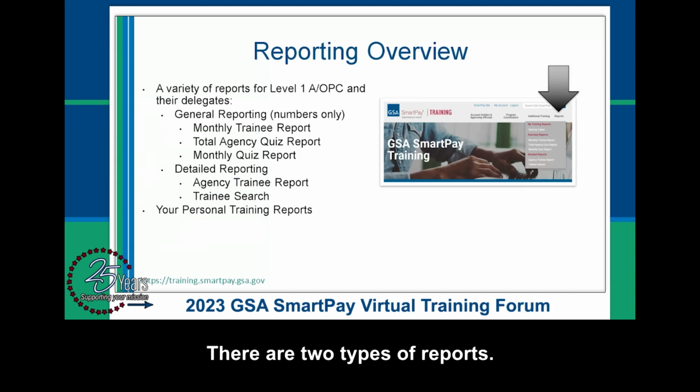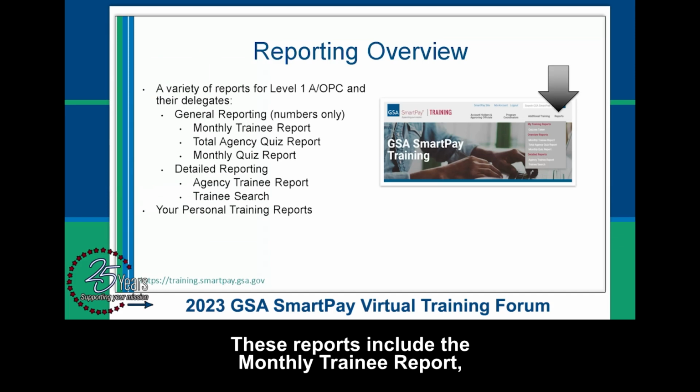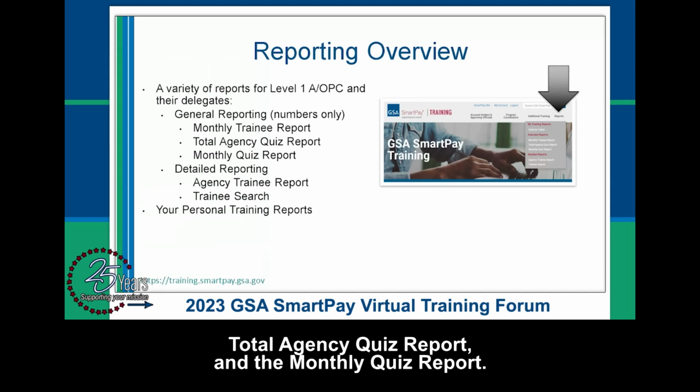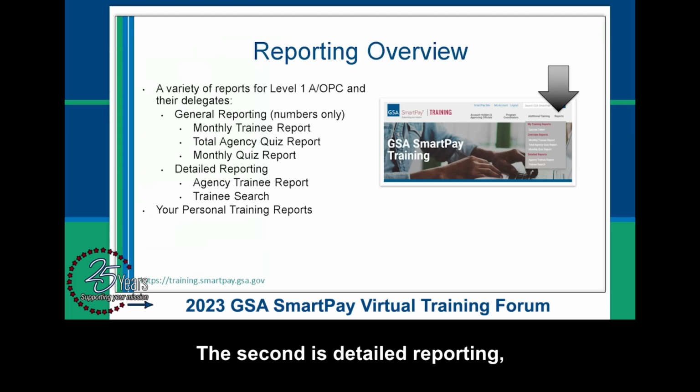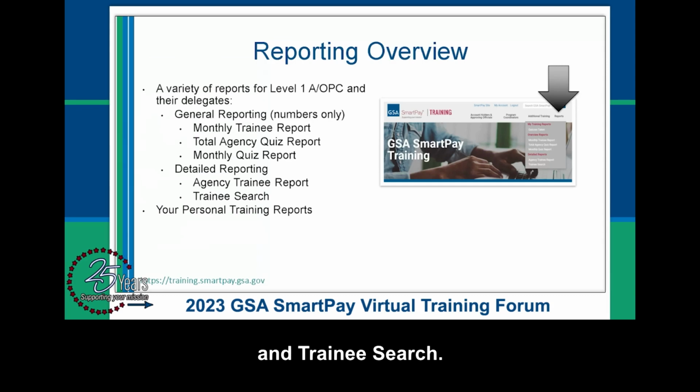There are 2 types of reports. The first is general reporting, which returns numbers only. These reports include the monthly training report, total agency quiz report, and the monthly quiz report. The second is detailed reporting, which provides some specific user information. These reports include agency training report and trainee search.